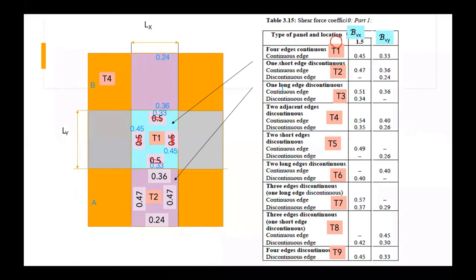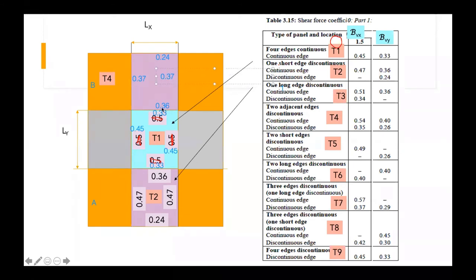Okay, 0.36. You can see from the table. 0.36, continuous age. This is continuous age. So this one is 0.37. So here is 0.37, and here is 0.37 as well.